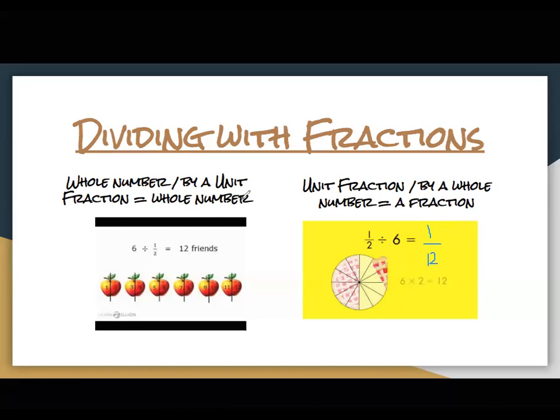So this is just something that we could remember to check and make sure we're coming up with the right type of quotient. A whole number divided by a unit fraction will equal a whole number, and a unit fraction divided by a whole number will equal a fraction.